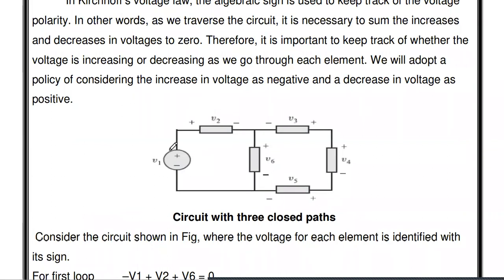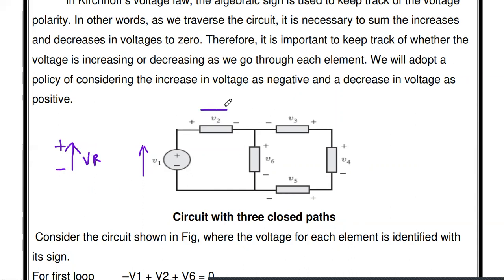So this is one circuit given. Here, if you are taking the loop from here to here, you see the voltage V1, plus and minus. If you are looking from this minus to plus, minus means lower potential, plus means higher potential. So if you are measuring the voltage from lower potential to higher potential, we can call it a voltage rise. Lower potential is raised to higher potential. This is called a voltage rise.